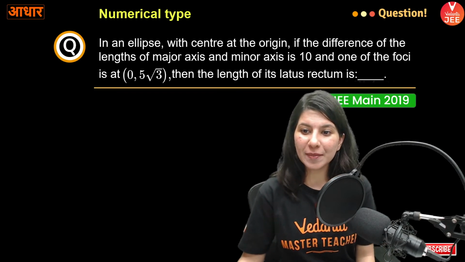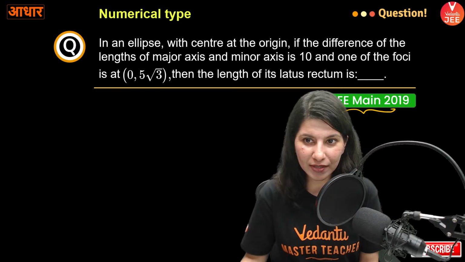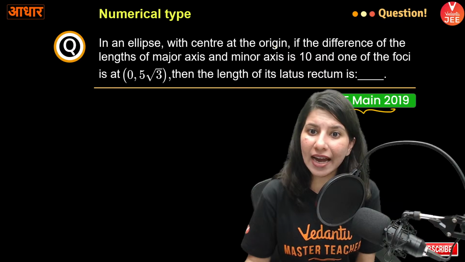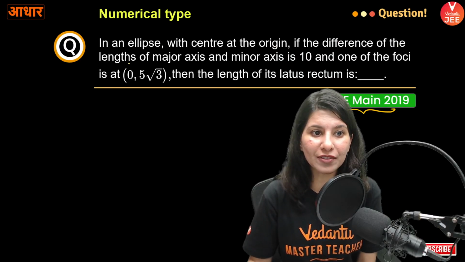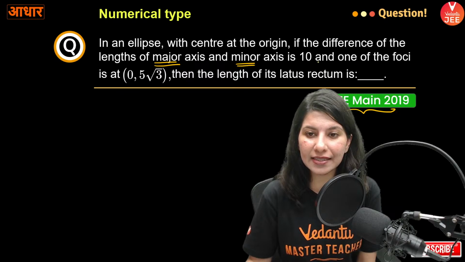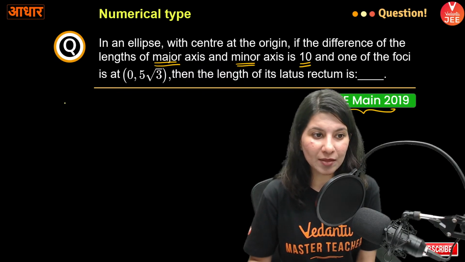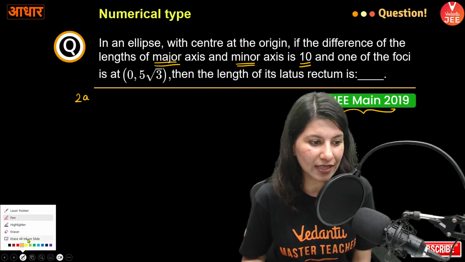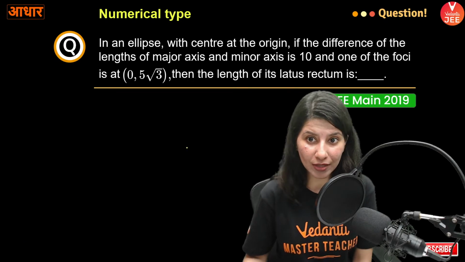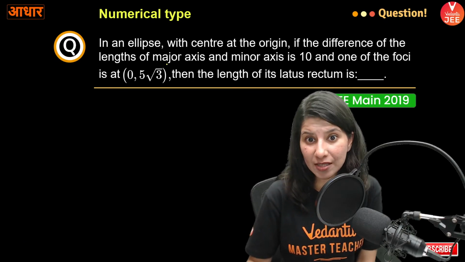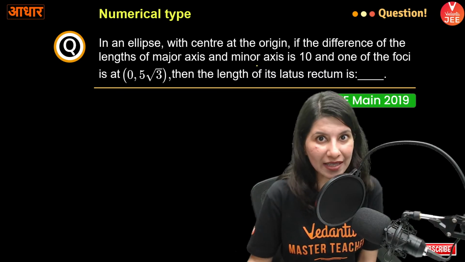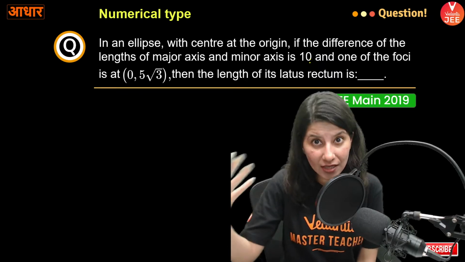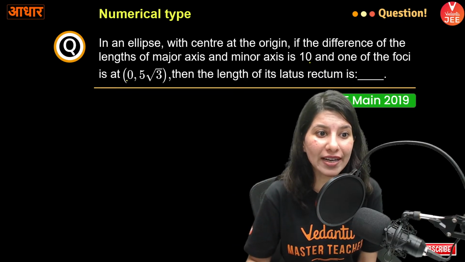Chalo. Now JEE Main 2019, ready or not, in the chat box. Numerical type question, JEE Main 2019. In an ellipse with center at origin, if the difference of the length of major axis and minor axis is 10, okay, that means we don't know whether it is a vertical ellipse or horizontal ellipse. So either major is bigger or minor is bigger. So 2a minus 2b is 10 or 2b minus 2a is 10, that we need to check. So let us hold on. Let's read ahead. And one of the foci is at this.